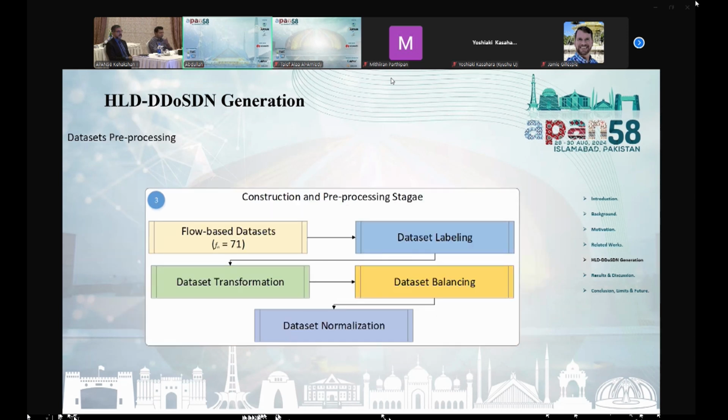The third stage involves construction and pre-processing of the dataset by labeling, transforming, balancing to ensure equally distributed label classes, and normalizing the dataset features within a range of 0 to 1. This step enhances the dataset quality and reliability, preparing it for the proposed detection approach to yield meaningful and significant results.